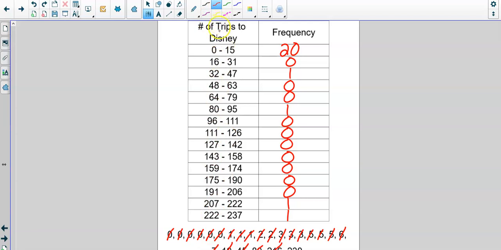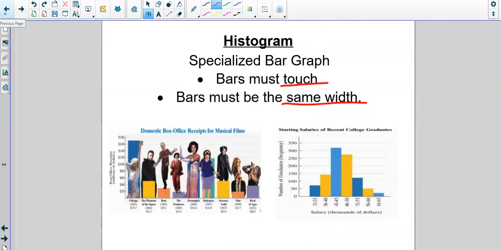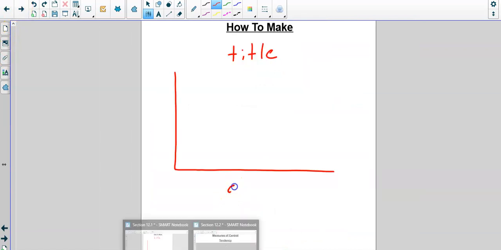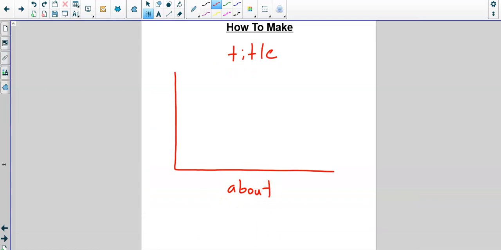The left-hand column represents the x-axis. The right-hand column, the frequencies, represent the y-axis. So when we go over here, down here, this is what your histogram is about. The number of trips to Disney. And then you put all of your classes down here. Okay? 0 to 15. 16 to 31. 31 to whatever the next guy was. I believe it was 46.